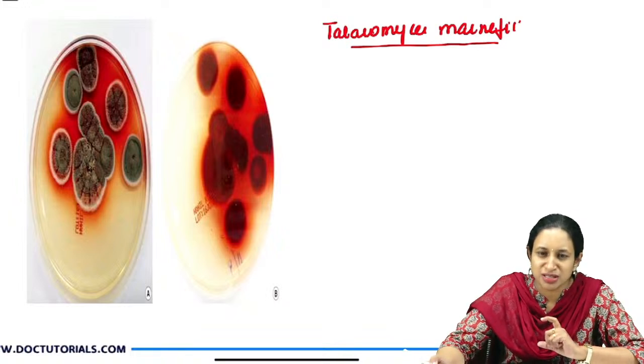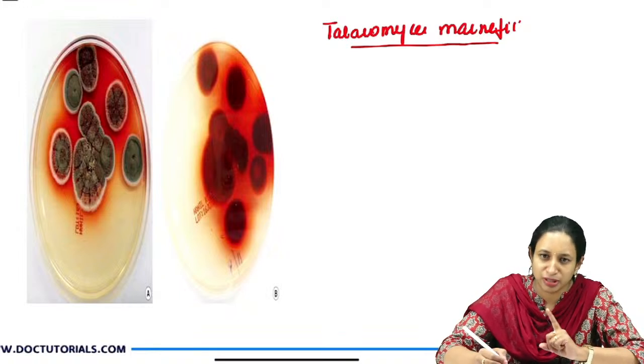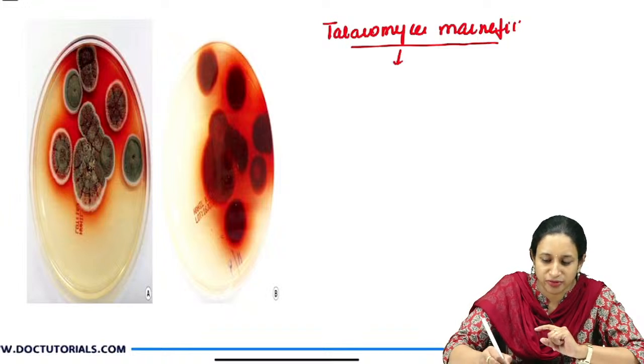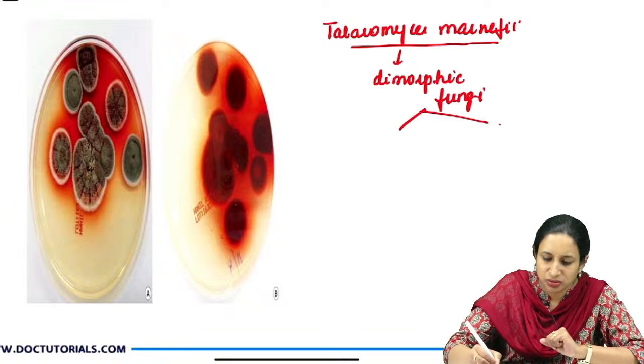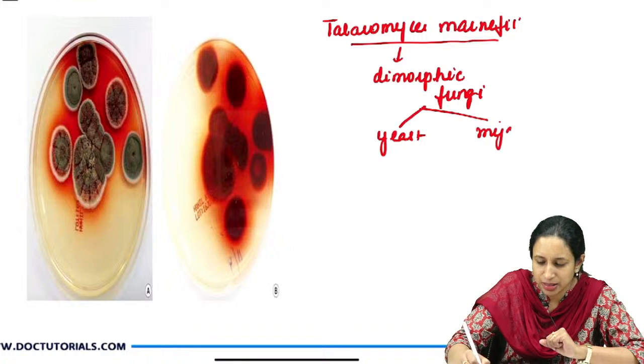Now, Talaromyces marneffei is the only Penicillium species which is dimorphic. Penicillium as such is not dimorphic, it's a common lab contaminant that you see, but Talaromyces marneffei is a dimorphic fungus. And how does it exist? It exists in the form of yeast and in the form of mycelium.